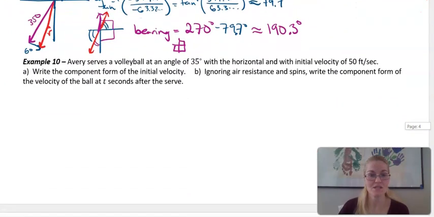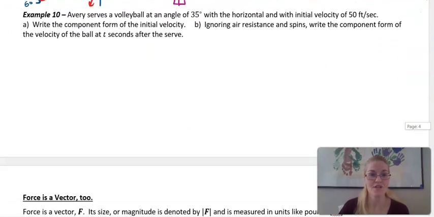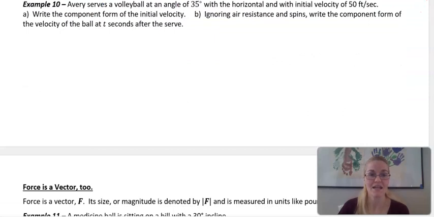So example 10. Avery serves a volleyball at an angle of 35 degrees with the horizontal and with an initial velocity of 50 feet per second. A, write the component form of the initial velocity. So, pause the video right now. Take a minute. See if you can do that on your own. Pause. Alright, assuming you've already paused and tried this on your own, let's go over it.